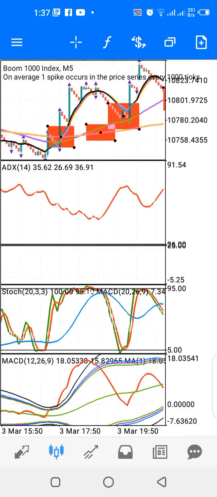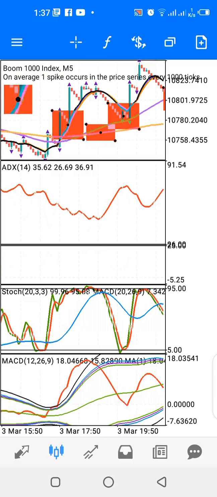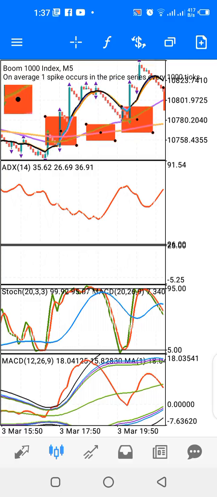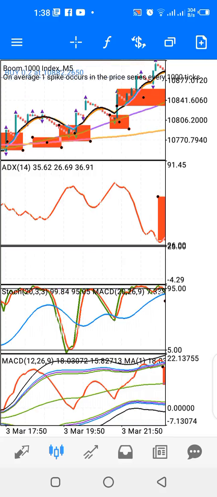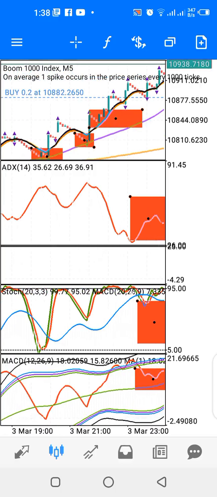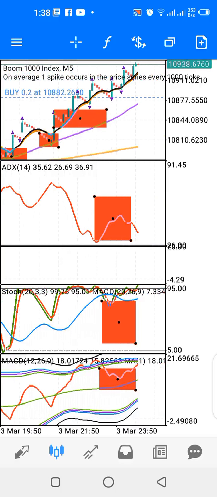So don't forget, for Boom 1000 and Boom 500, ensure you have a development of spike above all moving averages like you have around here. Then wait for a test. If you have a confirmed test on the 50 moving average, which is the purple line, you can now buy. Is another test of the 50 moving average. You can buy anytime and ride with the trend.